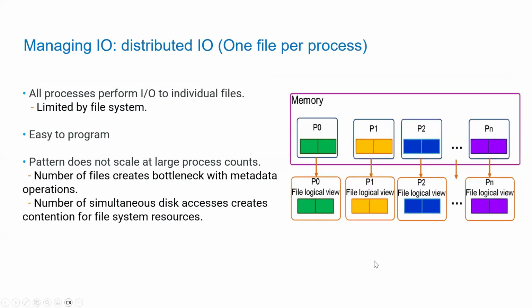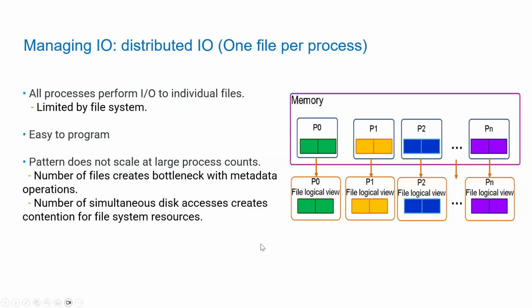So this is the first type, and we start with this, and eventually we will try to find a better approach. The other one is called distributed I/O. As this diagram shows, it is one file per process. Each process writes its file to the local disk or wherever. It is quite straightforward, easy to program, and they don't need communication of data among the processes. All processes perform I/O to individual files.